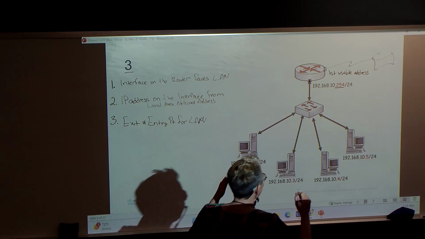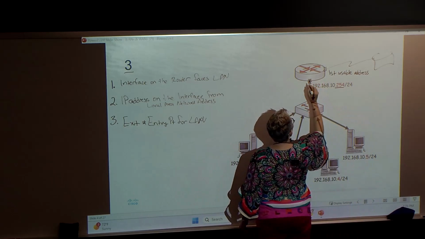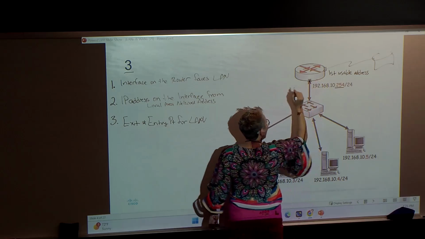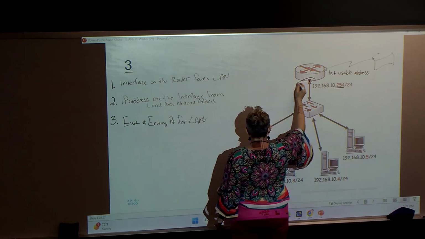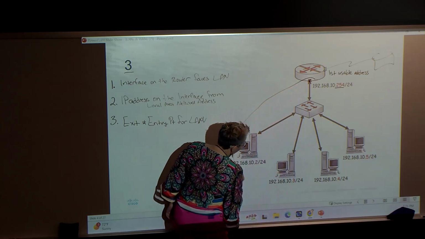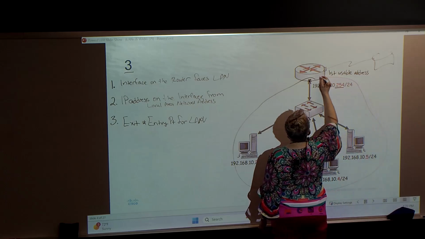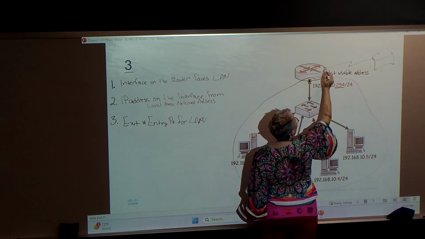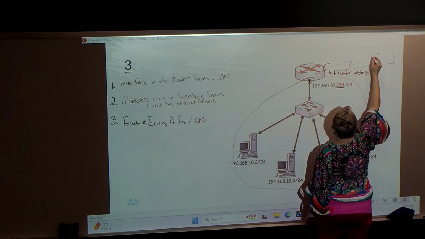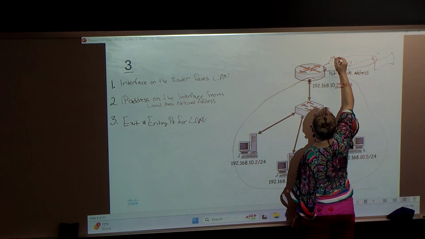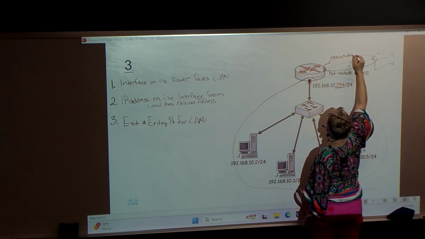Okay, so the network address. Now, it's important that we designate where that network starts. It starts right here, and it's going to encompass the devices that are part of it. It doesn't encompass this interface. This is going to have its own network address, okay?